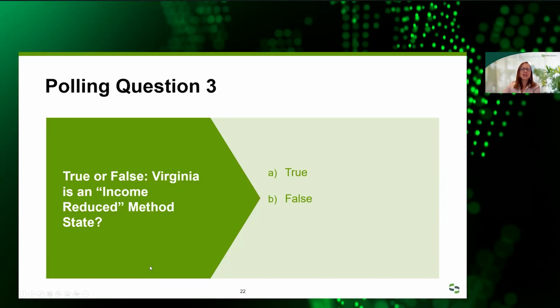Okay, next polling question, true or false? Virginia is an income reduced method state. So again, you're taxing at the pass-through entity level. Once the individual files, do they remove the income from their tax return or do they get a credit? So are they an income reduced method state, true or false? We'll give it a few minutes here. I might be able to take a question while we're doing that.